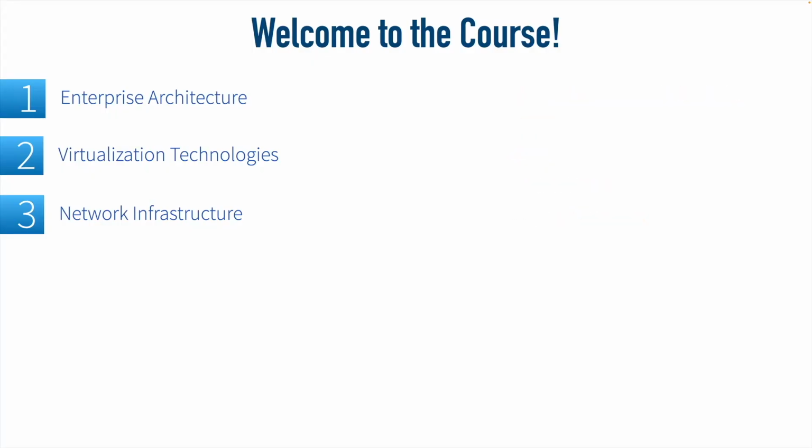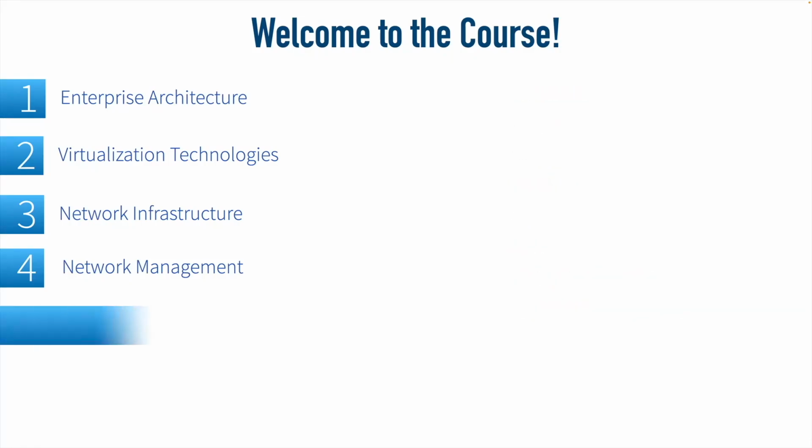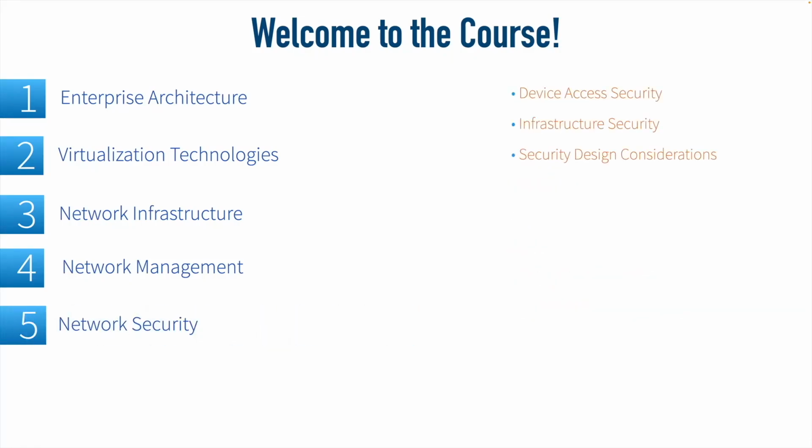Next, in Module 4, we're going to take a look at different tools and protocols that can help us better manage our network. Everything from the command line interface to NetFlow. We'll talk about policy-based routing and EEM, the Embedded Event Manager. Next up is network security, where we're going to consider how to better protect our network devices. And we'll talk about securing our infrastructure and take a look at some security design considerations.